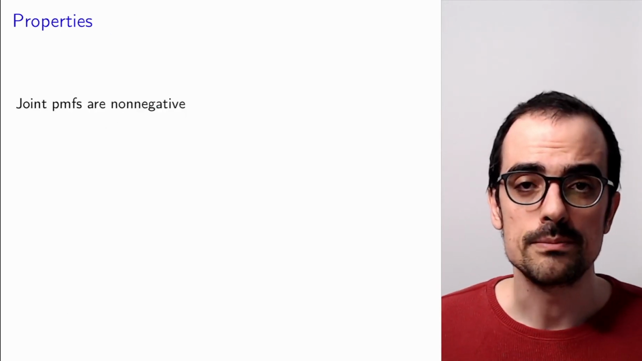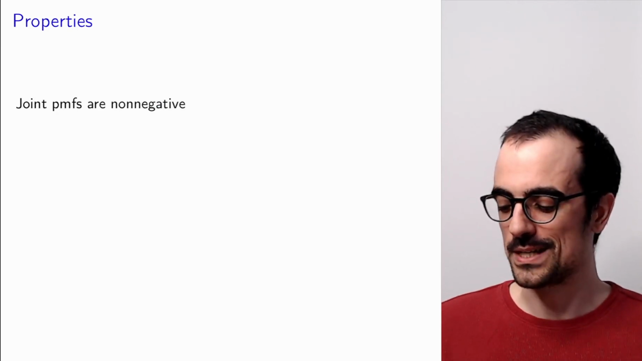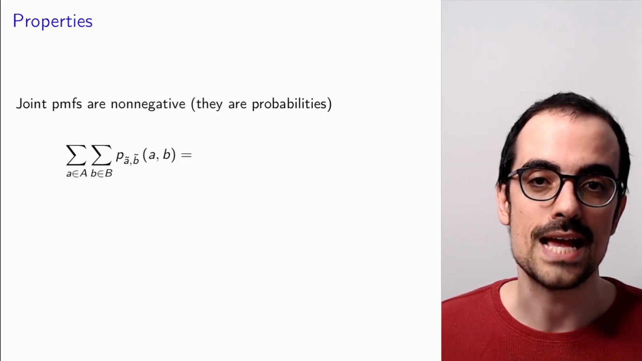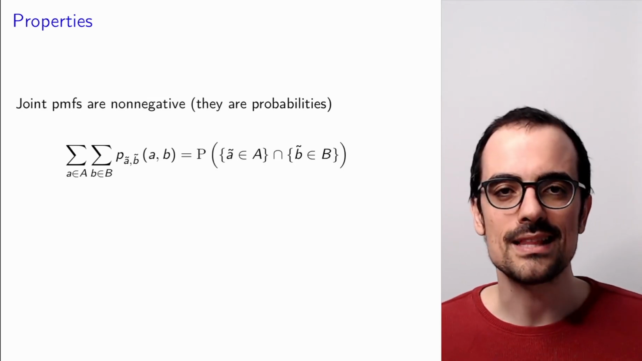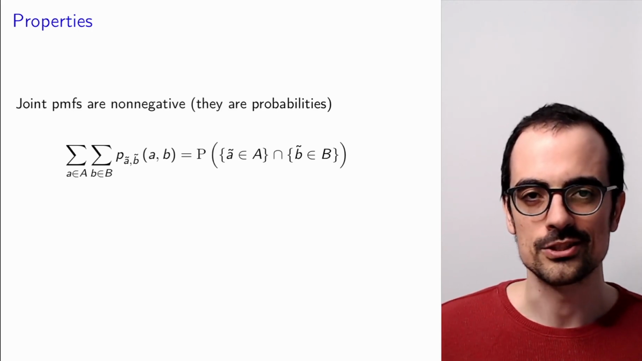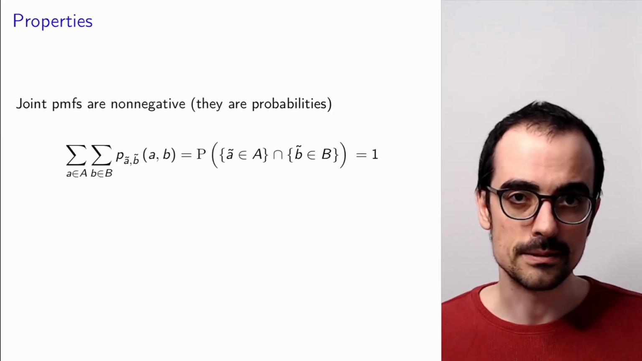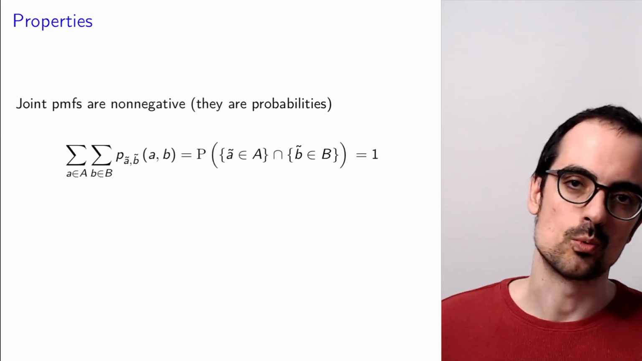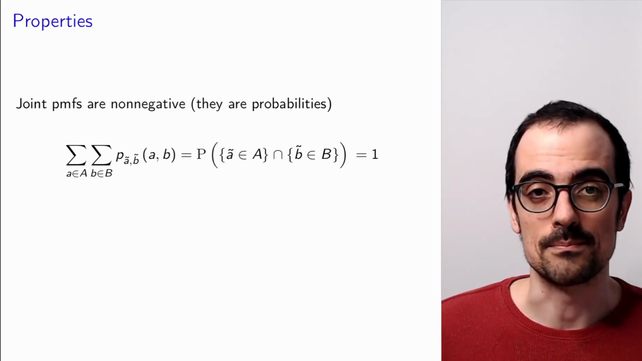Important properties of joint PMFs are that they are non-negative. Why? Because they are probabilities. And also, if we sum them over all the possible values of A and B, at the end of the day, by our argument now, this just means the probability that A is equal to some value in its range and B is equal to some value in its range. So that's the union of all of these events where A was equal to one value and B was equal to the other value. The union of all of those is just going to be the sample space.